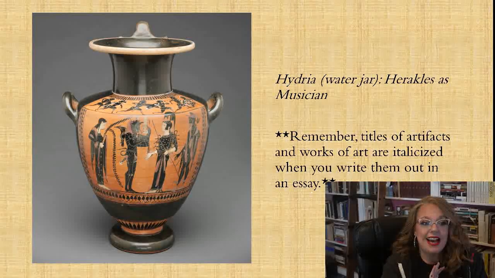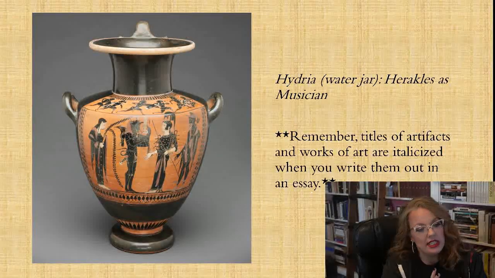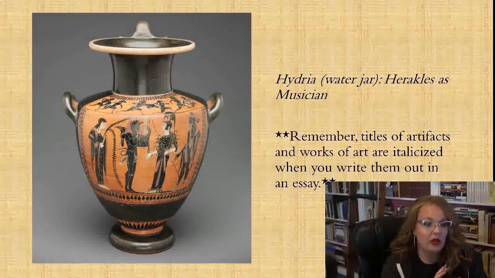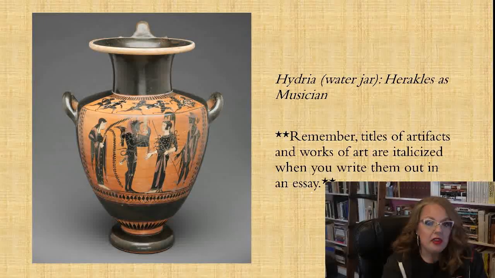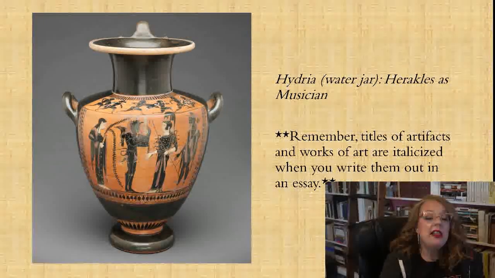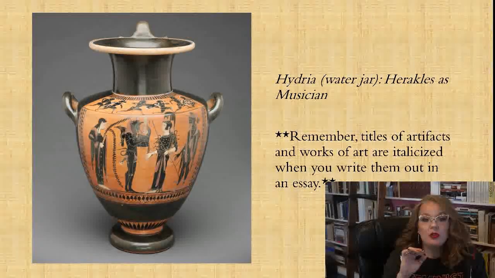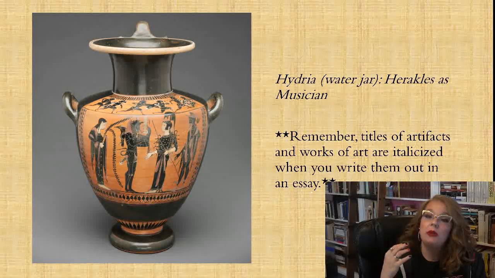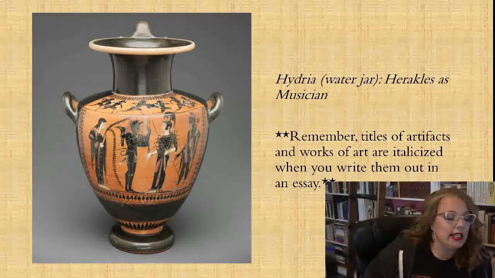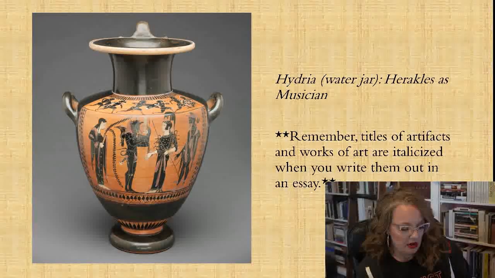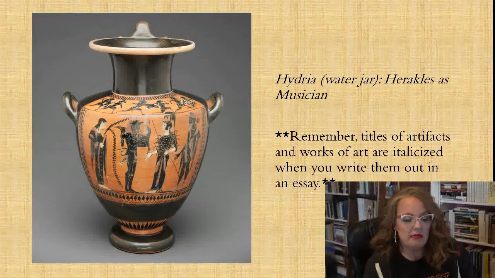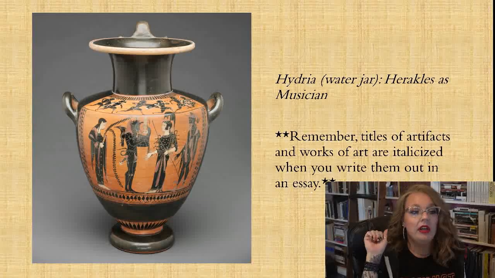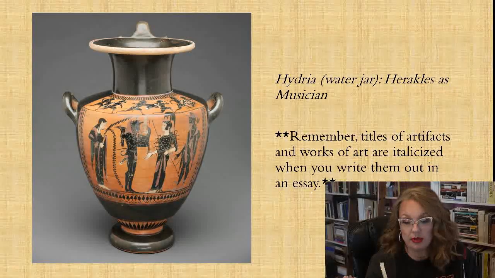This artifact is a hydria, which is a water jar from ancient Greece, and the subject matter of the picture that's on our water jar is Heracles as Musician. So remember, a little reminder for you: as you're writing your paper, whenever you're talking about the title of a work of art or the title of an artifact in a museum, you always want to italicize those titles as you write them out. So to go through quickly, for the museum context, I would make sure that I gave the title of the piece. So this is our Hydria water jar, Heracles as Musician.